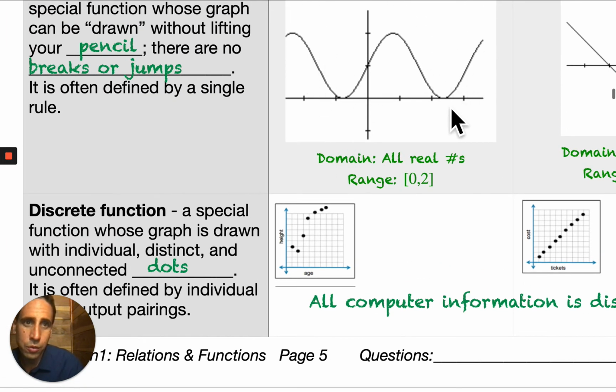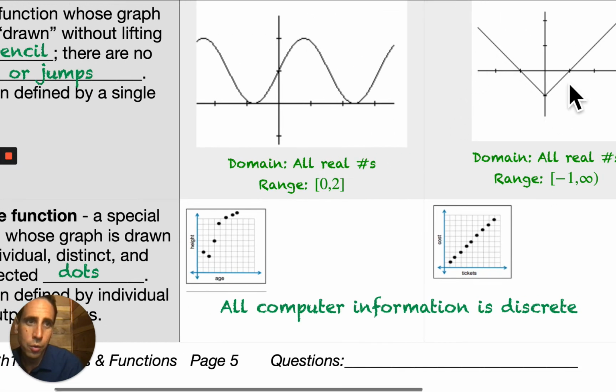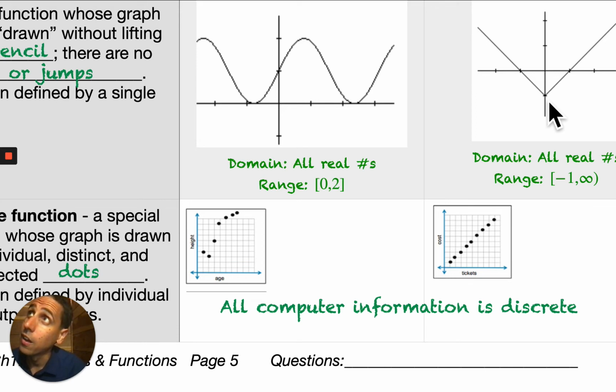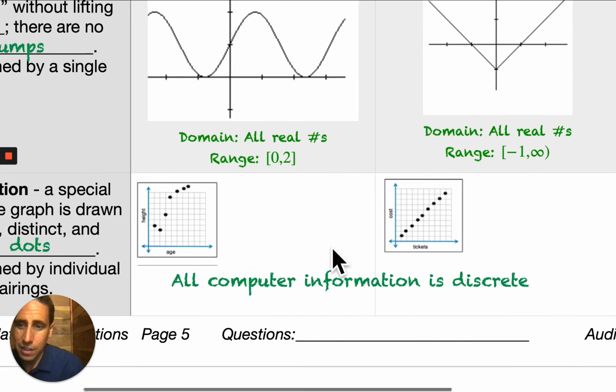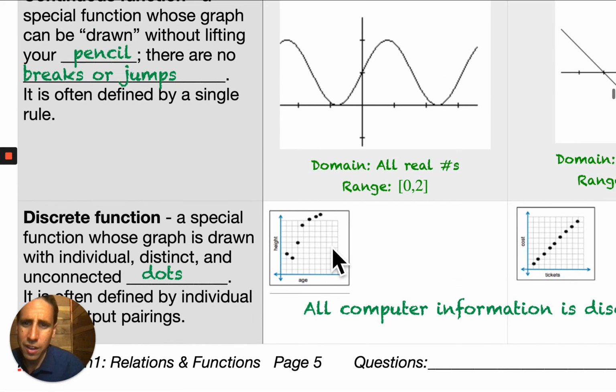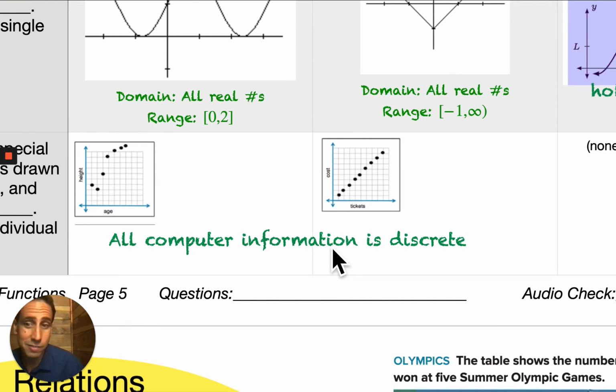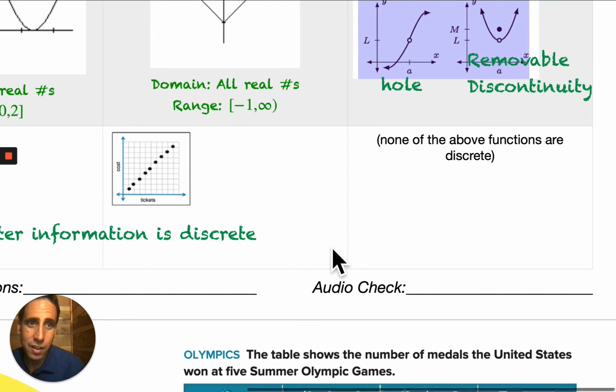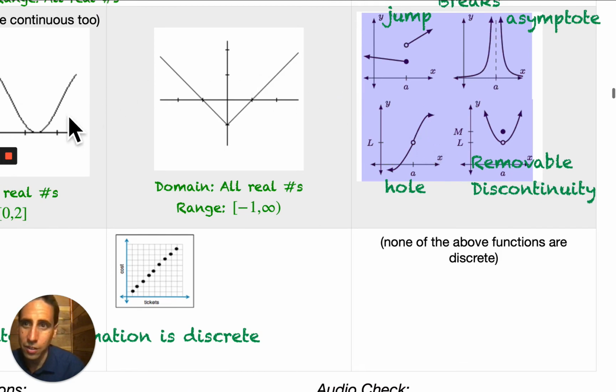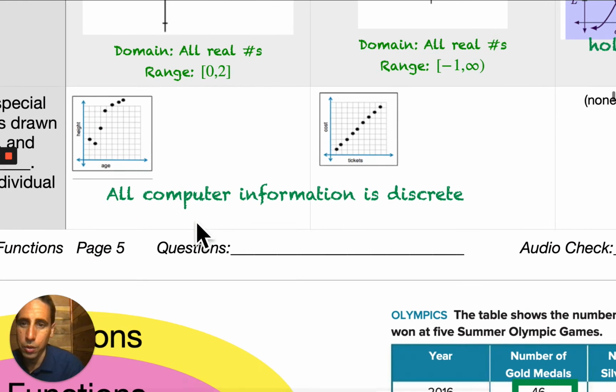These rules create smooth, continuous curves, where you could zoom in as much as you want, and you'd never get individual points. This is continuous. And this is not continuous, it's discrete. You might think that's kind of weird or different, but actually it's really worth studying because all computer information is discrete. It's all zeros and ones, bits and pieces of data. If you wanted a counterexample, none of the above functions are discrete. This is not discrete, this is not discrete, none of these are discrete. It's got to be individual points.